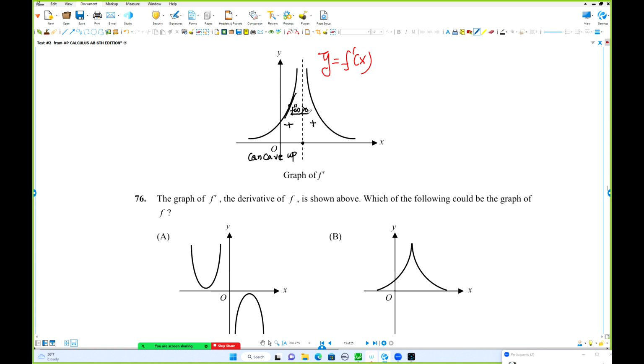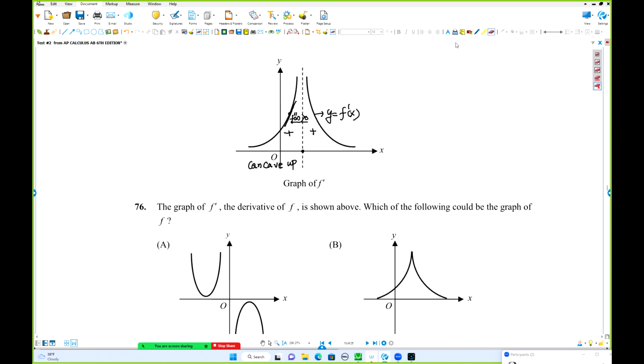So is it increasing and concave up for the whole thing? No, the second derivative is increasing. This is the graph of f prime x, the first derivative function, not f of x, okay? So from here to here, the slope of this one is positive. We already know that, all right? So concave up, increasing.